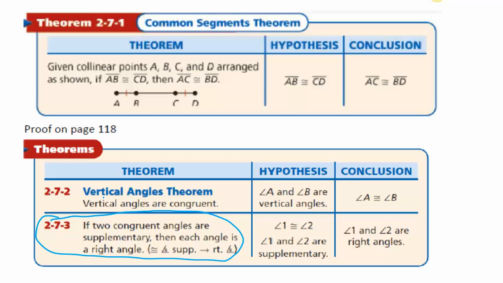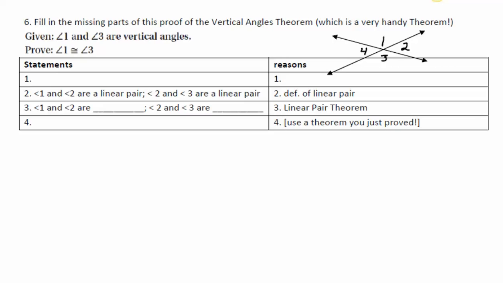And then this is very important, the vertical angles theorem. Vertical angles we already learned about. They're when you have an X. The 2 angles opposite each other are called vertical angles. And this theorem says that they're congruent. We will use that a lot, so we're going to look at that proof.